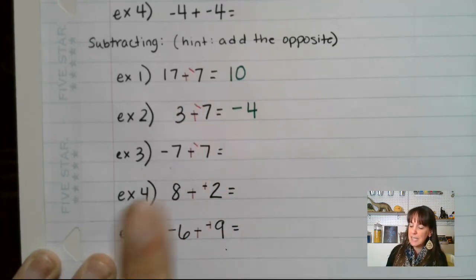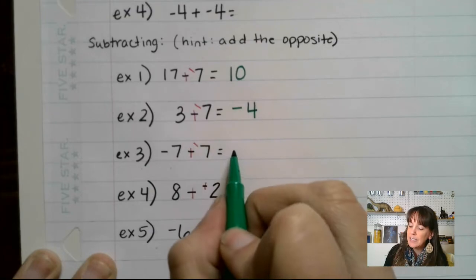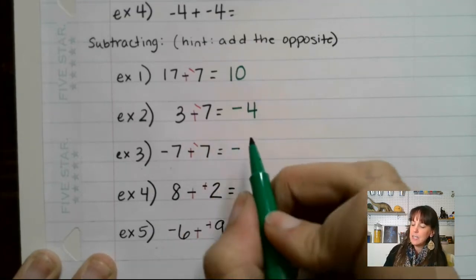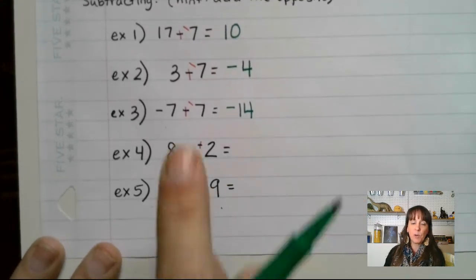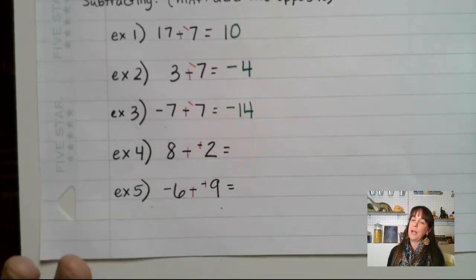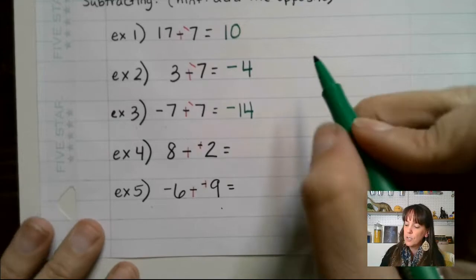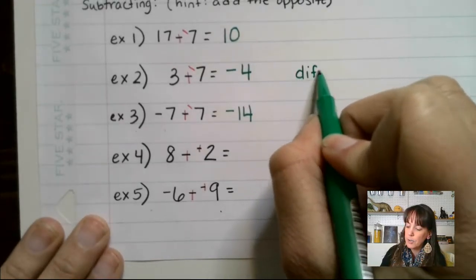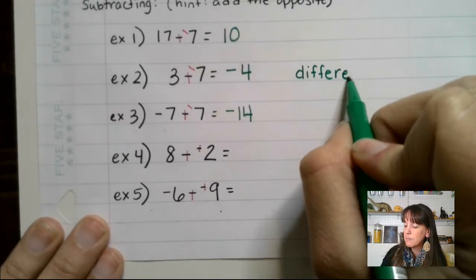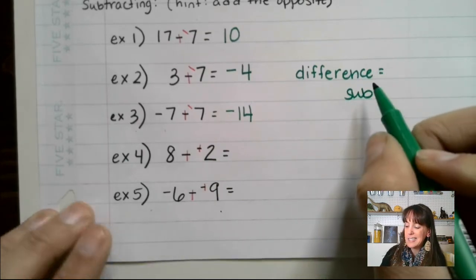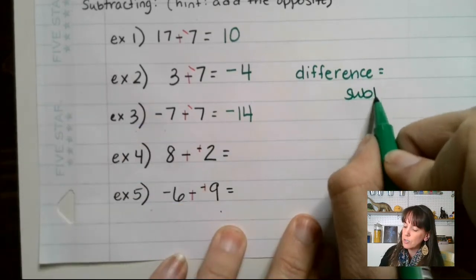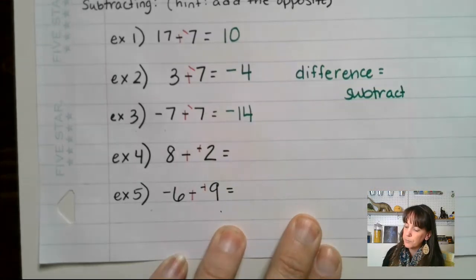When we have the same signs, though, it is still the negative team, and that team is now 14 players big. So when we have the same signs, we want to make sure we're adding. Difference means subtract. So you may want to write that in your notebook. Difference equals subtract, because it's not just when we're dealing with integers, it is other things too.